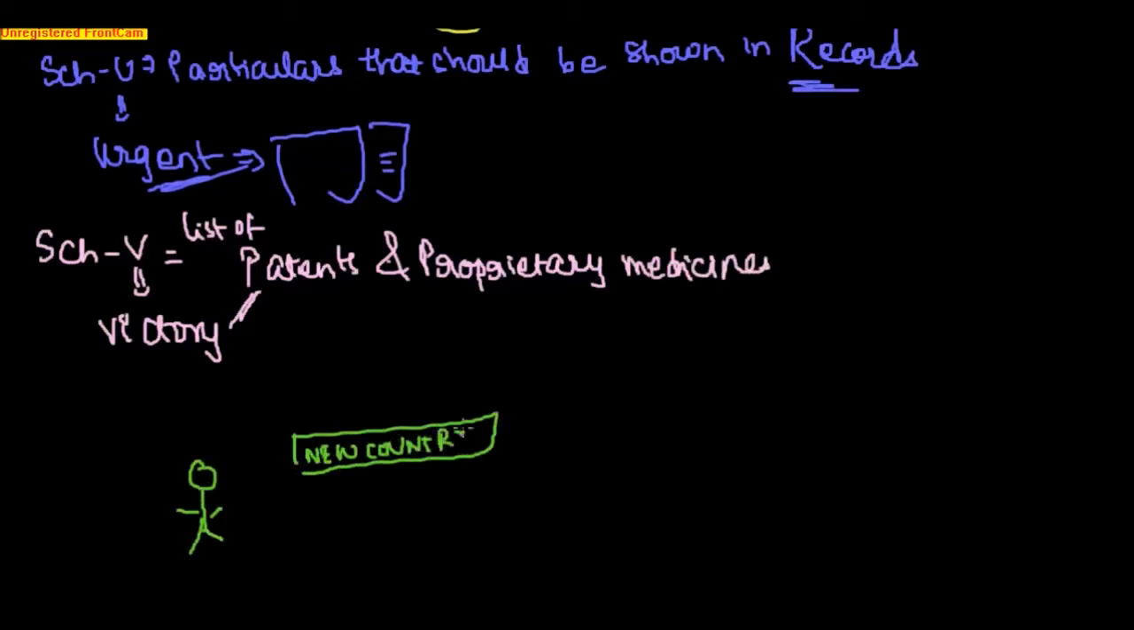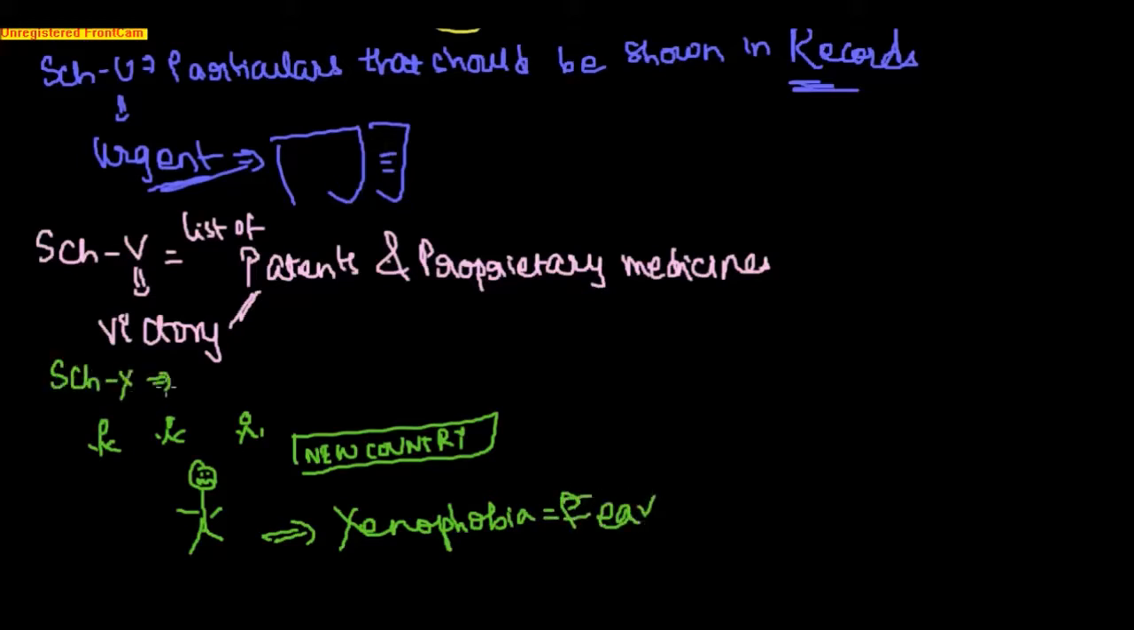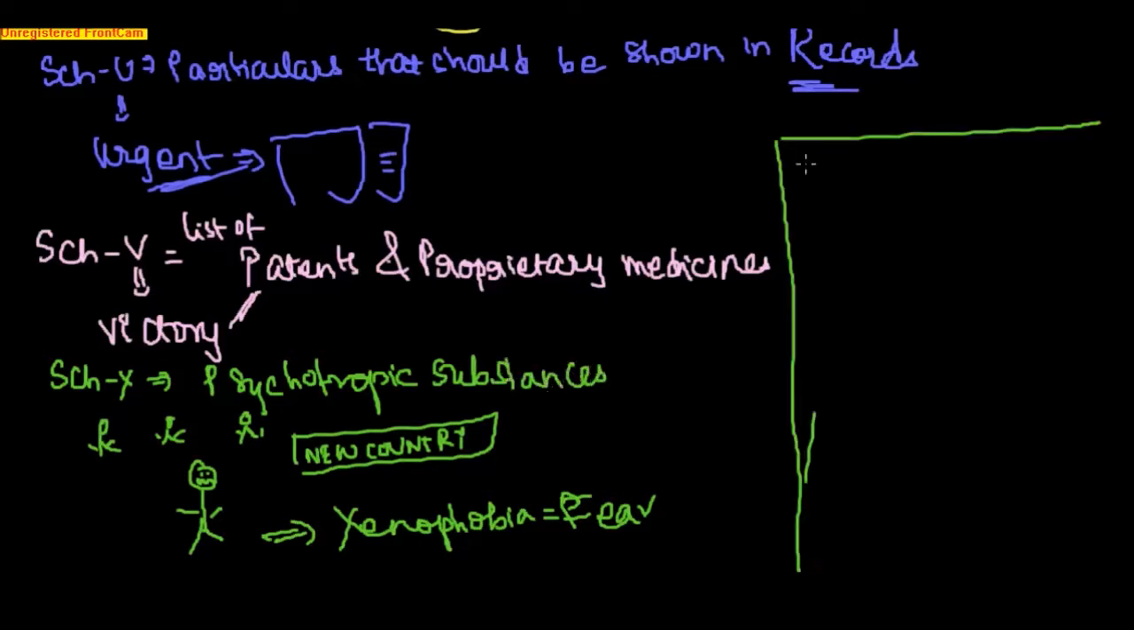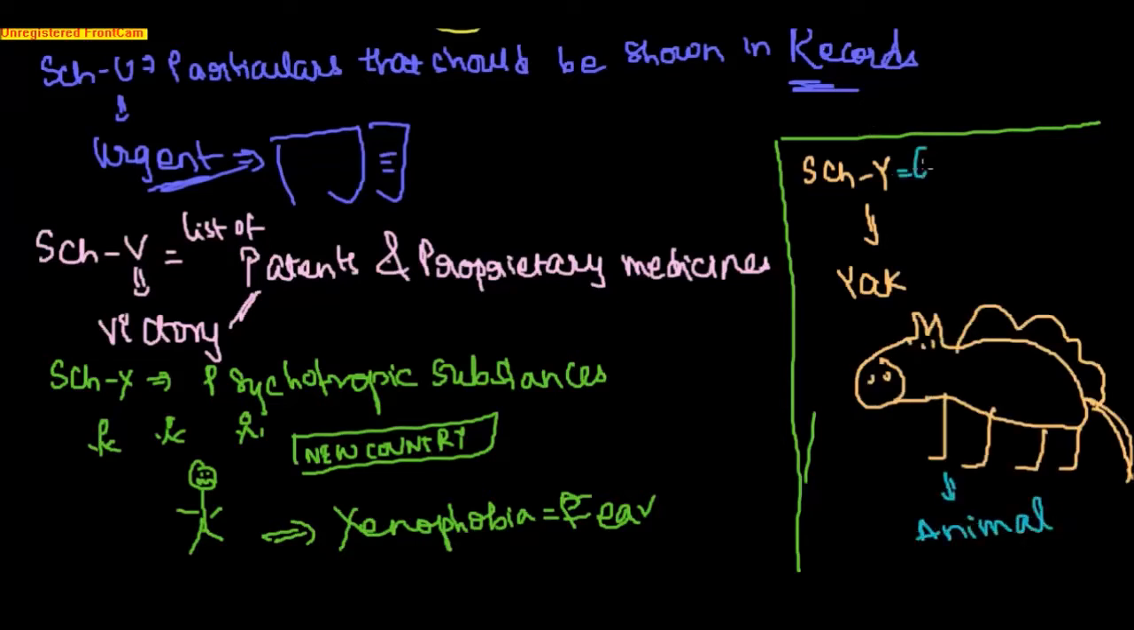When you go to a foreign country, there are new people around you and you're kind of scared, and being scared of new things is called xenophobia, which is a psychological state. So Schedule X is psychotropic substances, X for xenophobia, psychological condition. And when you think of the letter Y, you always think of the animal yak. Where are animals used? They're used in clinical trials. So guidelines for clinical trials.